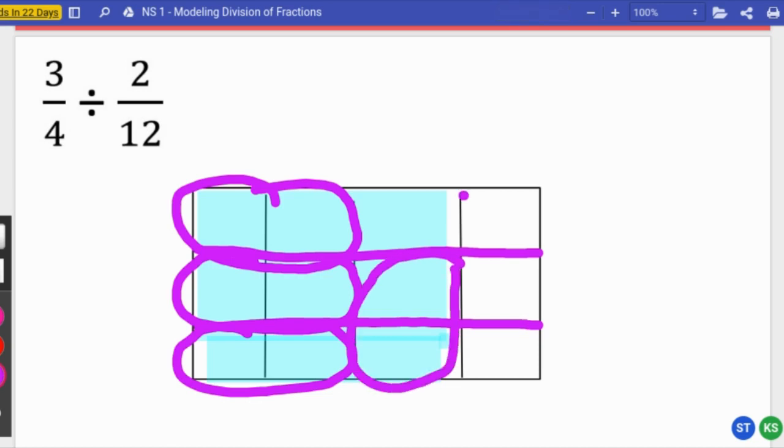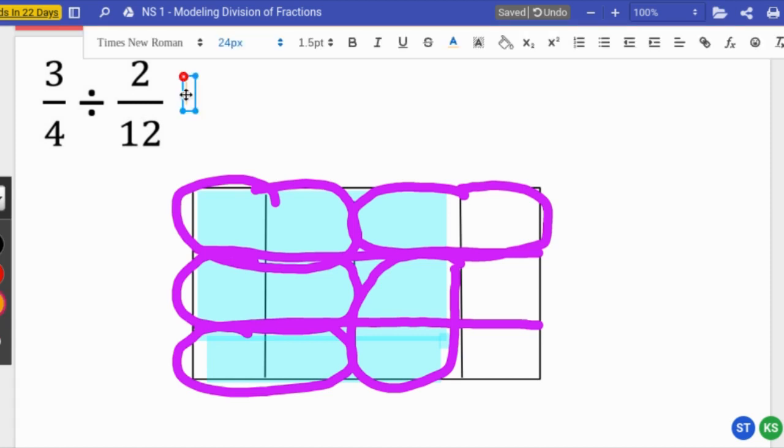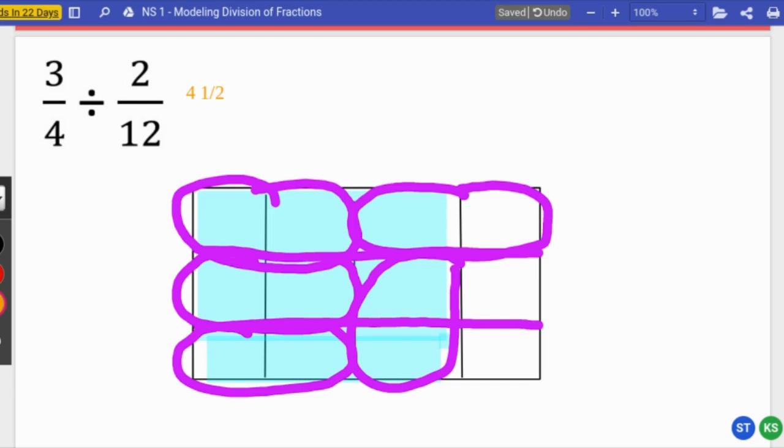Now this little piece right here, that group of 2/12, I only have half of that group. So I have 1, 2, 3, 4 whole groups, and I have half of another group of 2/12 because I only have this piece and not this piece. I have 1/12 but not 2/12. So I have 4 whole groups and half of another group. So my answer is going to be 4 1/2. 3/4 divided by 2/12 equals 4 1/2.